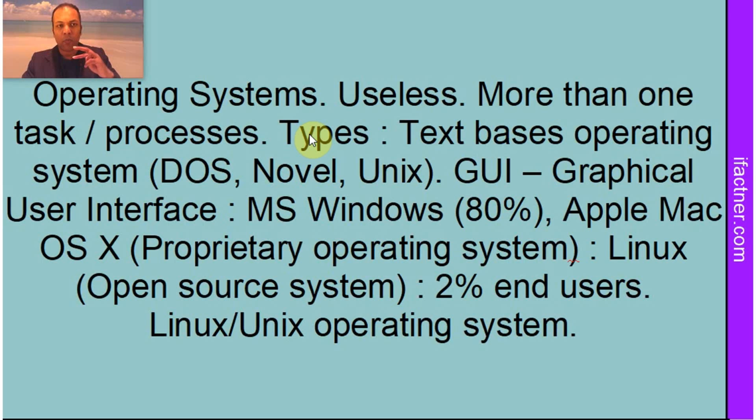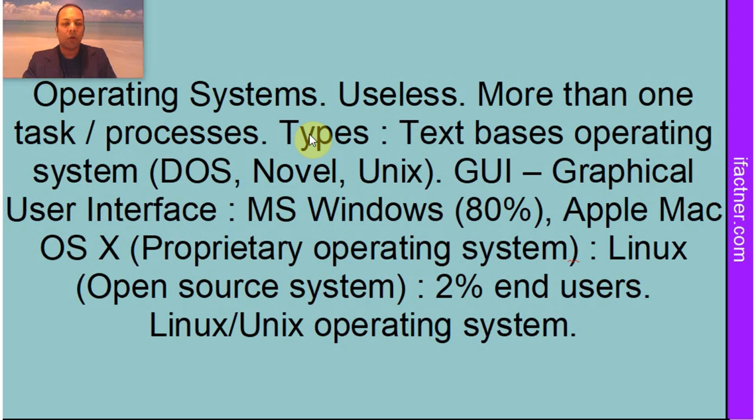One is the text-based operating system, and the other one is the graphical user interface. Nowadays, most of the computers and mobile phones are graphical user interface based operating systems. That is, you can see the icons, you can see the graphics, and you can just click or select the icons and do all kinds of things and give your computer or a mobile phone different commands.